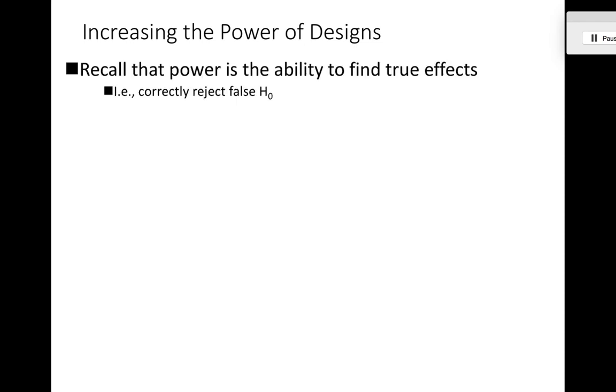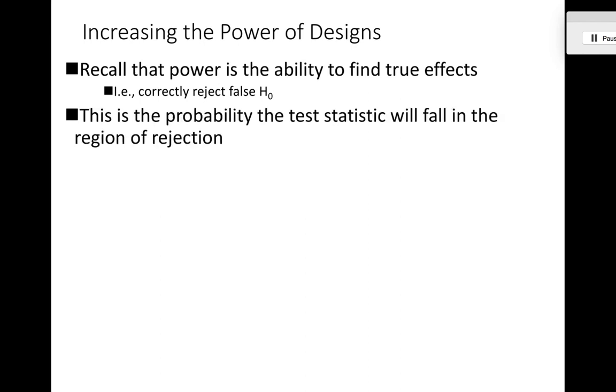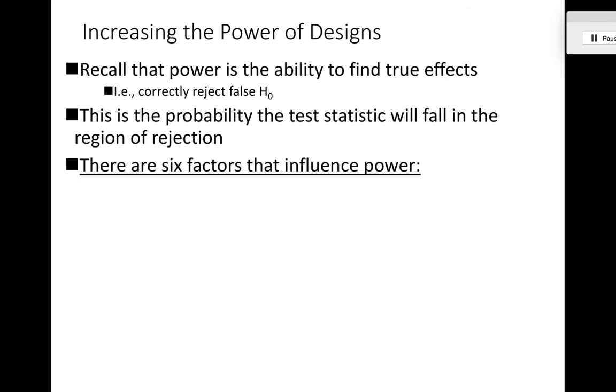Because remember, power is the ability to find this true effect. So in other words, correctly rejecting the null hypothesis. If I'm supposed to reject the null, I want to reject the null hypothesis. So this is the probability that the test statistic is going to fall in the region of rejection if it's supposed to fall in the region of rejection, which again is what I want it to do. So there are 6 particular factors that are going to influence power.